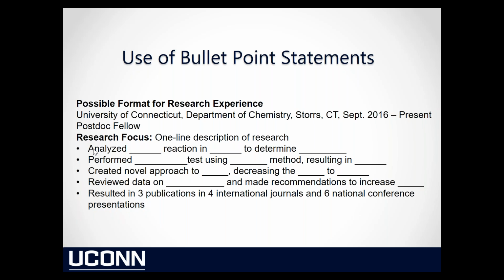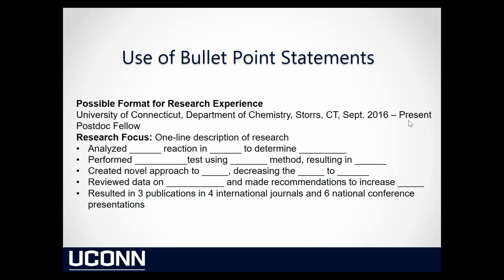And then we go in and see what the individual has done. They've analyzed some sort of reaction in something to determine something. They've performed a so-and-so test using some sort of method resulting in something. So the action verbs, analyze, perform, created, reviewed, those are the action verbs that show the skills that an individual has, and then how they did what they did. And then at the end of the bullet point statement, you'll see that this individual is also sharing the results. They did this. Why? To determine something. They performed blah, blah, blah, resulting in, so showing an outcome.